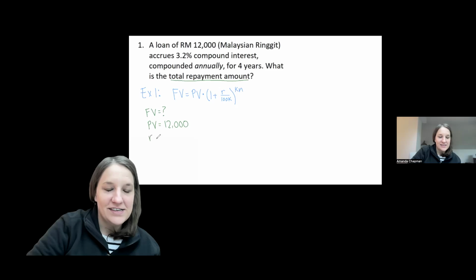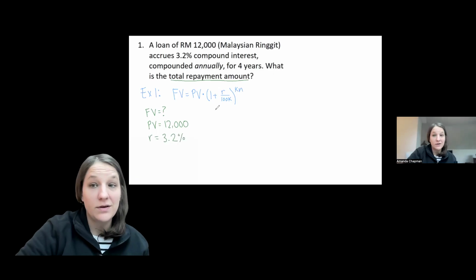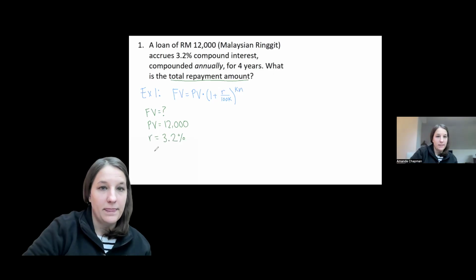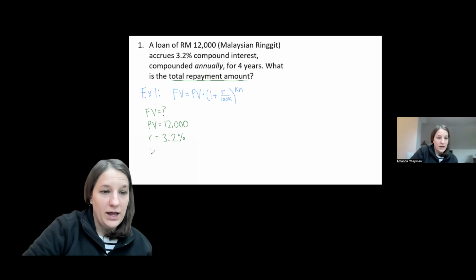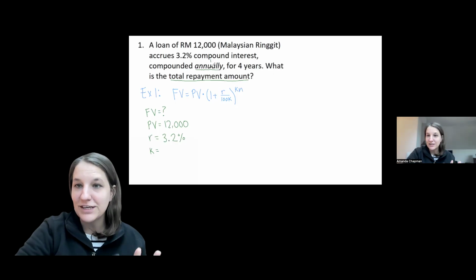And then the next letter I see is R. So my rate is 3.2%. And they want it as a percent for this formula. There's another formula that doesn't take a percent. We're not learning that one today. I'm just going to teach you what you need to know for this formula. Okay, then they want to know K. K is the number of compounding periods, and for this, it's just annually. If this is a lot for you, you're going to see many, many examples. Give yourself a chance to get it.